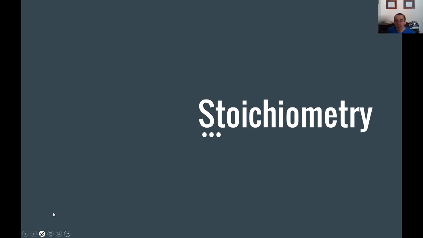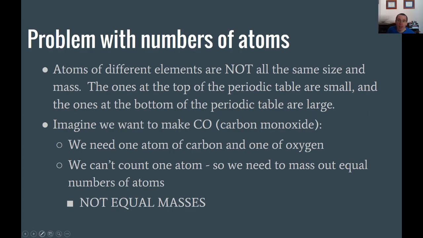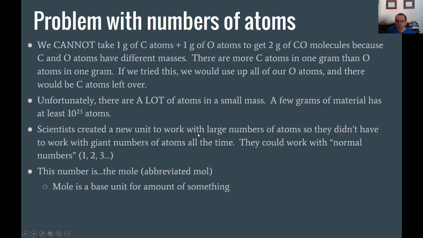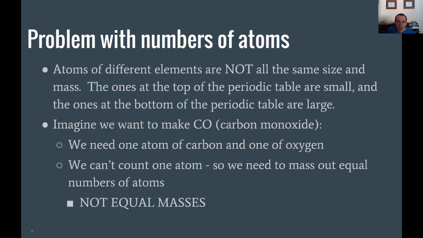In this lesson, we're going to take a look at stoichiometry, which is really just counting atoms, keeping track of how much material we have, making sure that we are following our balanced chemical equation. So consider making carbon monoxide. We have carbon atoms and we have oxygen atoms, and those have different masses. A carbon atom has a mass of 12 grams per mole, or 12 AMU, and an oxygen atom is 16, which means if we were going to make carbon monoxide, we wanted one atom of each.